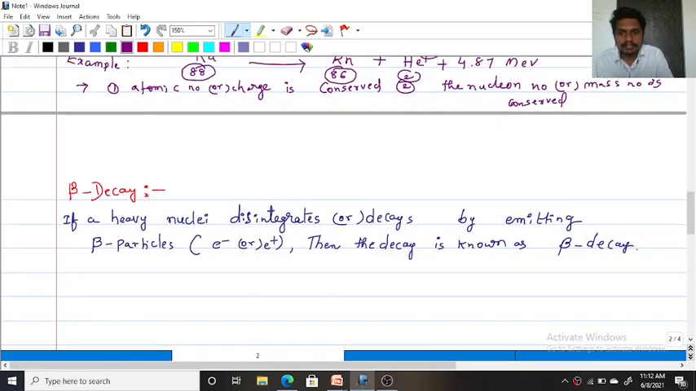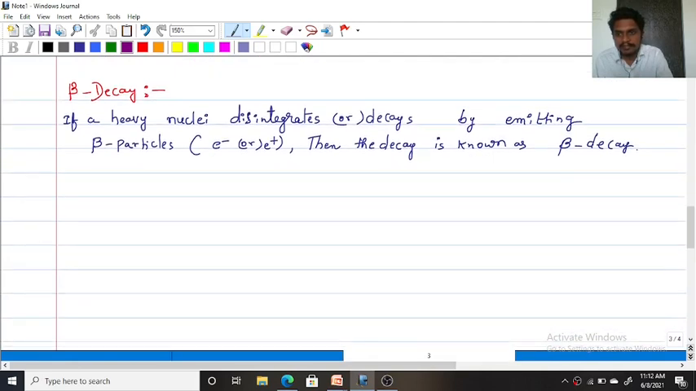The next process is beta decay. If a nucleus disintegrates or decays by emitting beta particles, then the decay is known as beta decay. Beta decay is of two types.